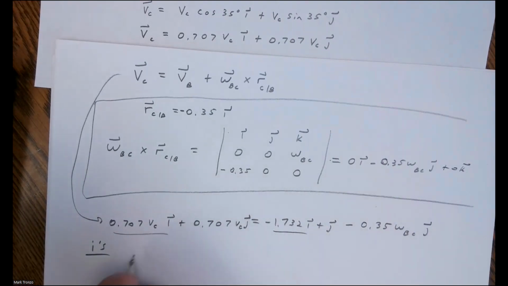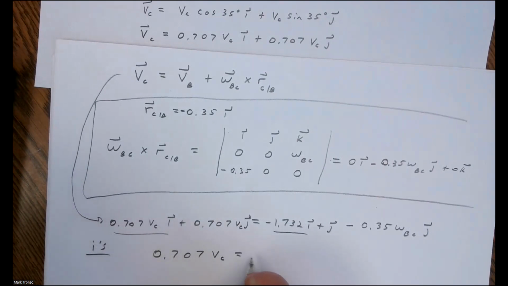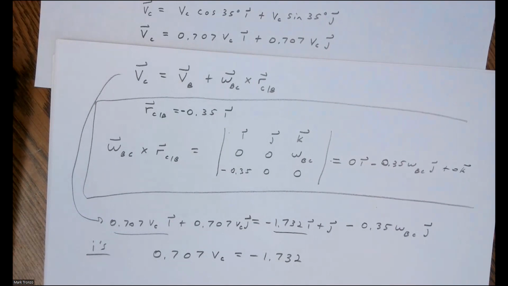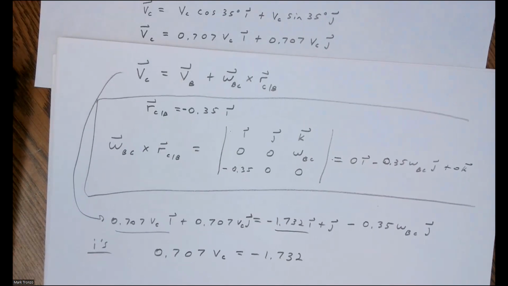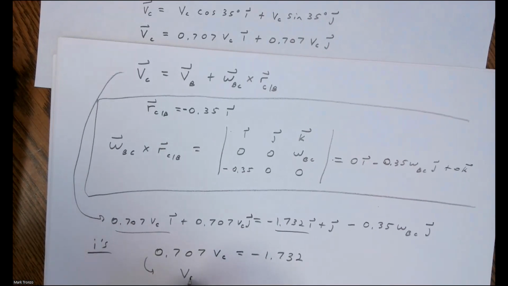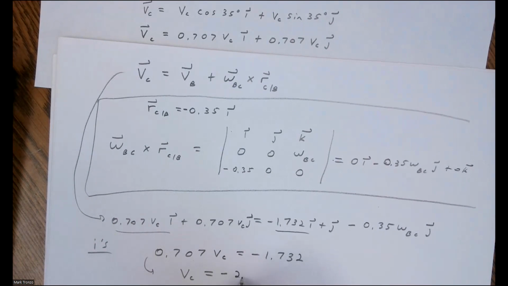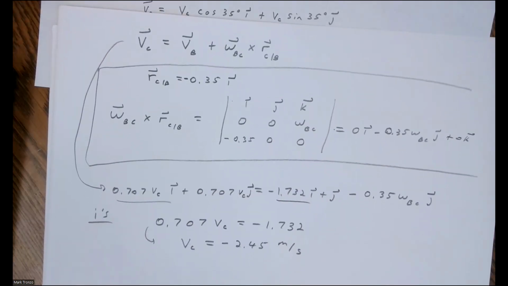So we're going to have 0.707 VC minus 1.732. And that's going to give us VC is negative 2.45 meters per second.